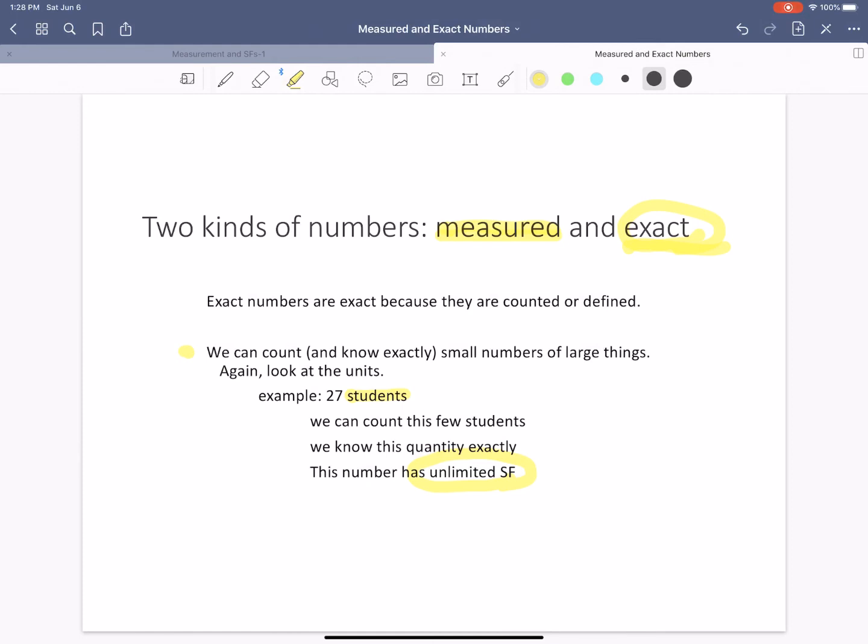Now, if we had a number with students as a unit, would that always be exact? No, probably not. If you went to a concert and there were 15,000 people, is that 15,000 an exact number, or could it be plus or minus 10? So we can count and know exactly small numbers of large things. And the large things need to be discrete, like a student or a book or an egg.